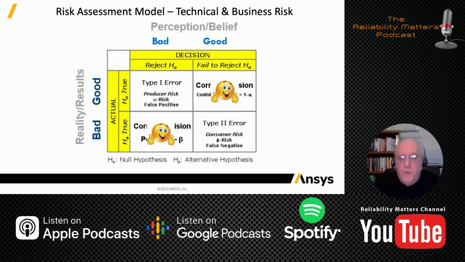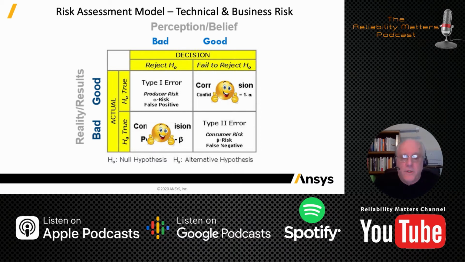So you see from the two happy, smiley cartoon faces there, if your perception is that it's good and the reality underlying that is it's good, okay, happy, smiley. Conversely, bad perception, bad reality, okay, that's good. Let's look at those other two corners, though. If your perception or belief is that it is not safe to go and the reality is it would have been, you're making what's called a type 1 error.